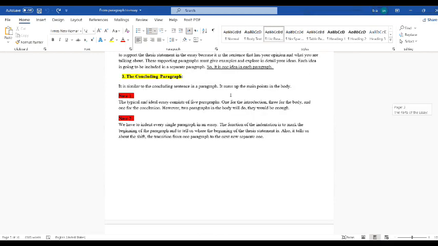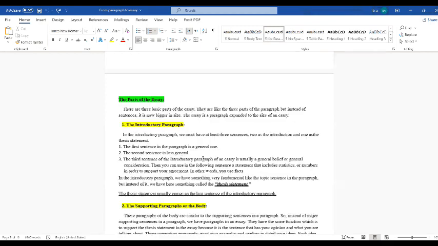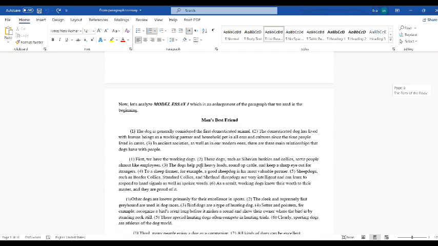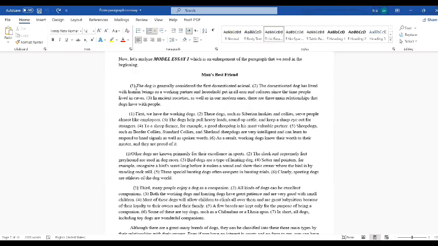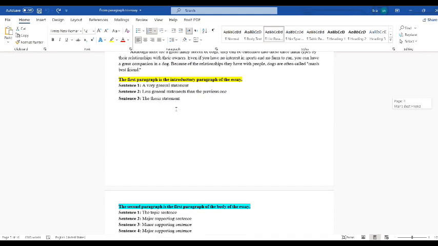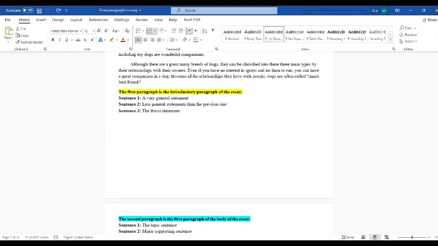If you remember, we talked here about the introductory paragraph in detail. We said that in the first sentence we have something general, in the second less general, right? So here we are talking about the dog in general. It is considered the first domesticated animal, domesticated like household. It's the adjective of the word house. Sentence number 2 is less general than the previous one, the last one.